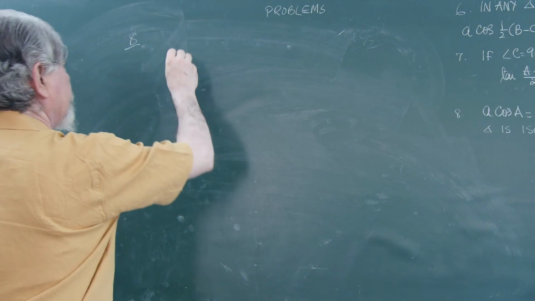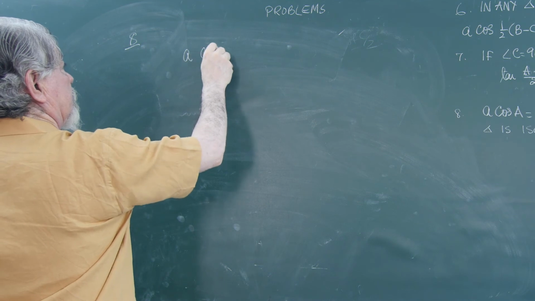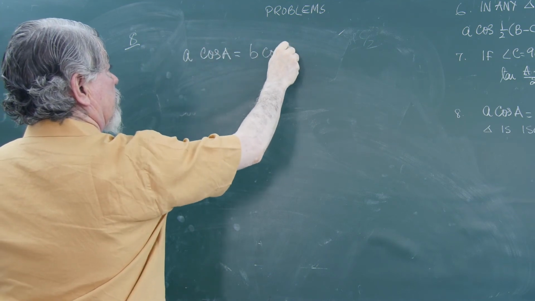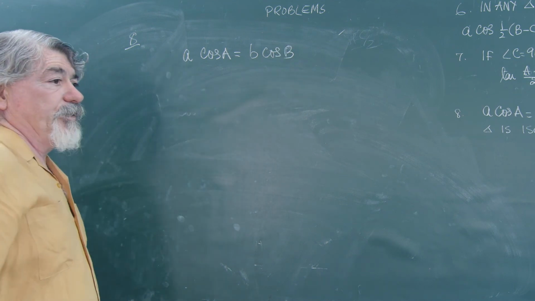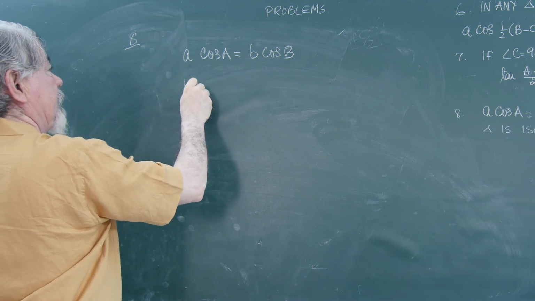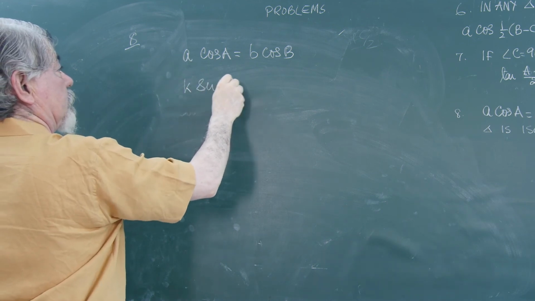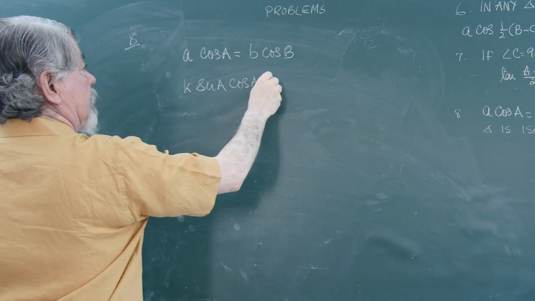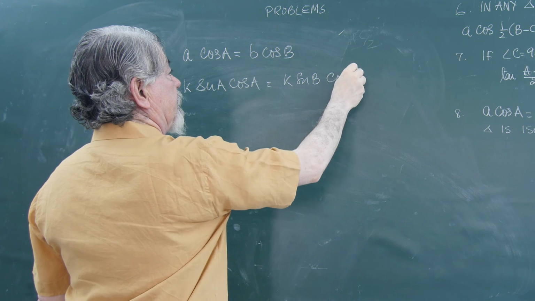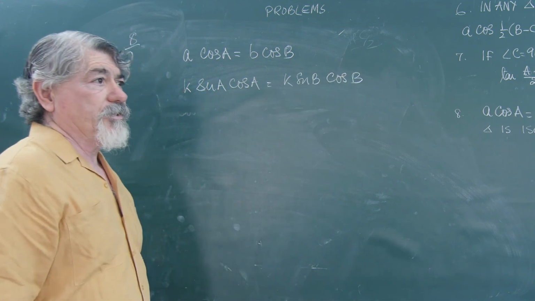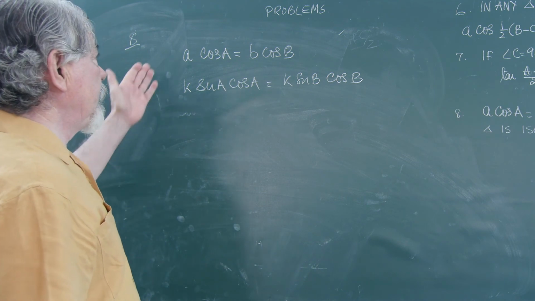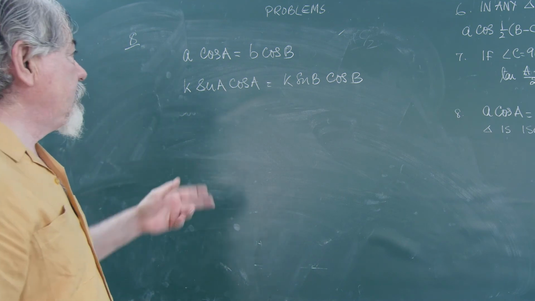a cos A is equal to b cos B. Now, we know according to sine law, I can write it as k sin A cos A, and I can write it to be k sin B cos B, because sin A upon a is equal to k, so a can be k sin A.